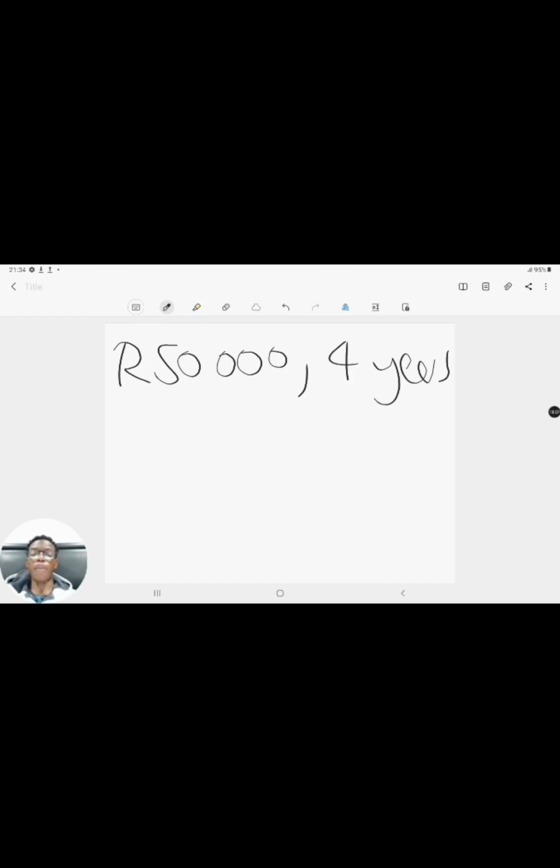I mean, how much is the money that I would have to put into the savings account in order for me to get to 50,000 after 4 years at a certain interest rate? Let's say the interest rate that I'm given is still 10%. Okay, how much money would I have to put in?